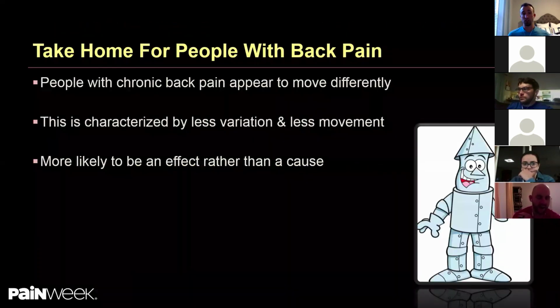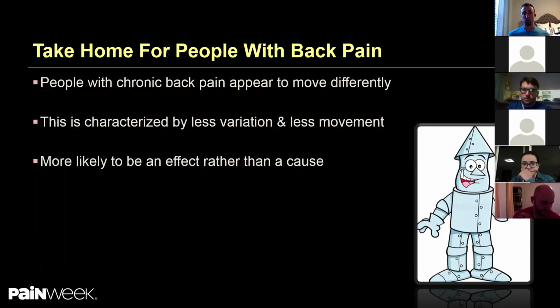So I would say no, because people with chronic back pain appear to move differently. They have less variability, they have less movement, and these things that we're seeing are more likely an effect rather than a cause. So we're probably seeing these changes in muscle activity, this decrease in stiffness, this decrease in endurance, and this limited variability in movement as a protective response or an effect of the persistent back pain rather than a cause of the back pain.